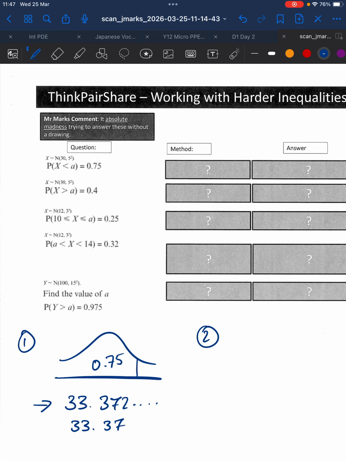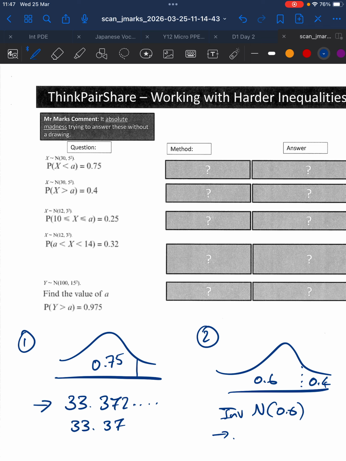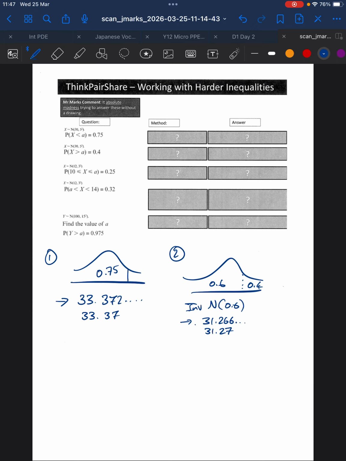Number two, it says being greater than this value is 0.4. So pretty similar to one we had on the previous slide, but with a different distribution. So you're going to do inverse normal of 0.6, which is going to give you 31.26, and then there's a couple of sixes. Let's do 31.27. Let's do the third one then.